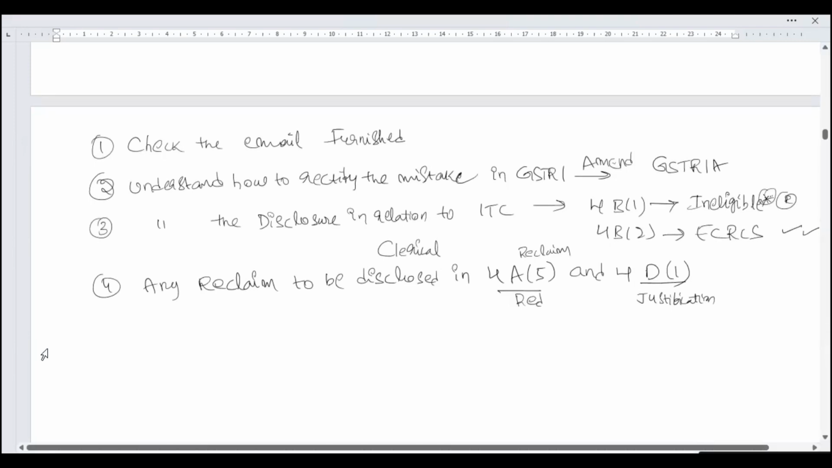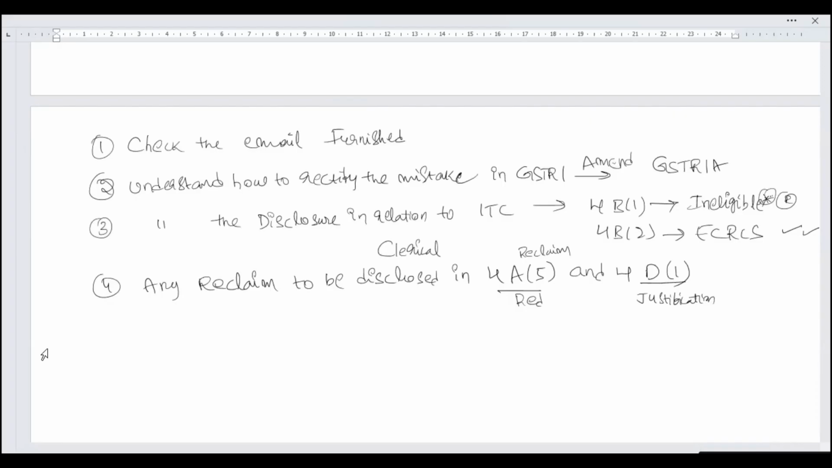Now, yes, sir. Once you classify a credit as ineligible, is there any way to rectify that again? In case you said now ECRCS is there. Again, out of all the explanation, I made a mistake. I claimed it as ineligible. Is there any way of rectifying that?